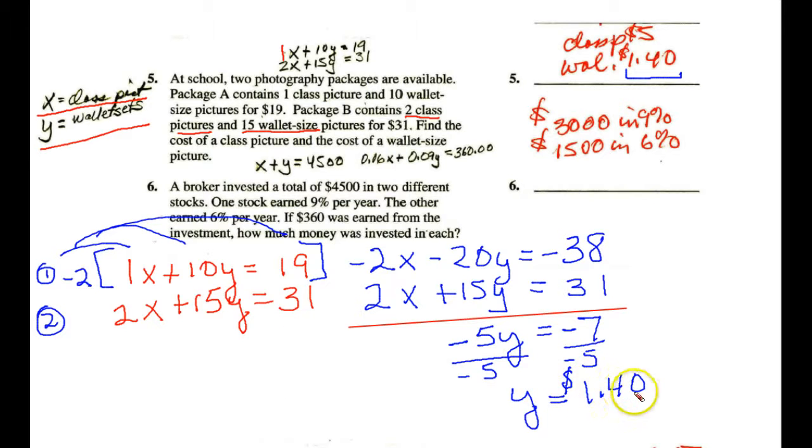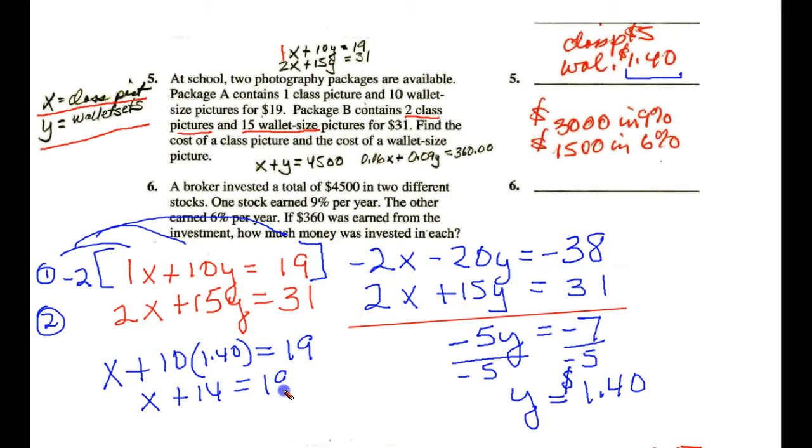Now, we then put this value into our other equation. I'll use the original first equation, 1x plus 10 times y. Y is 1.40. So that's going to be x plus 14 equals 19. We're going to subtract 14 from both sides, and we get x is 5. So the class picture is $5, and each wallet is $1.40. A tad expensive, but I guess that's what they have.